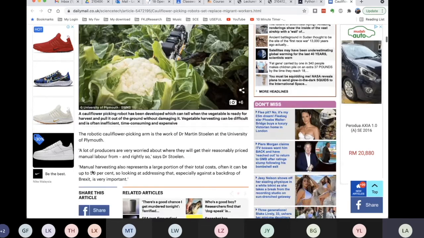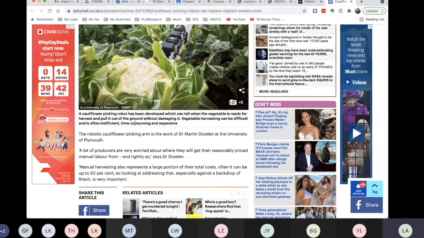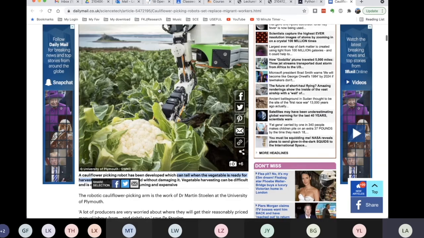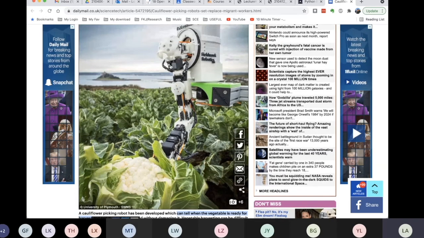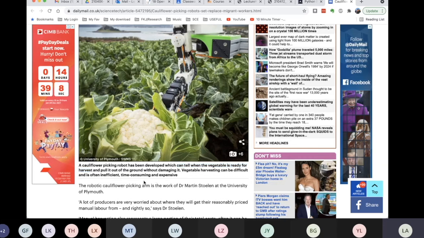So a cauliflower picking robot has been developed which can tell when the vegetable is ready for harvest and pull it out of the ground without damaging it. Vegetable harvesting can be difficult and is often inefficient, time-consuming, and expensive. If you look at this robot here, it can tell when the vegetable is ready for harvest. That means it has its own eyes. There's a camera here that can detect when it's suitable for harvesting, and it can also provide enough force to pick it up and pull it out without damaging it.